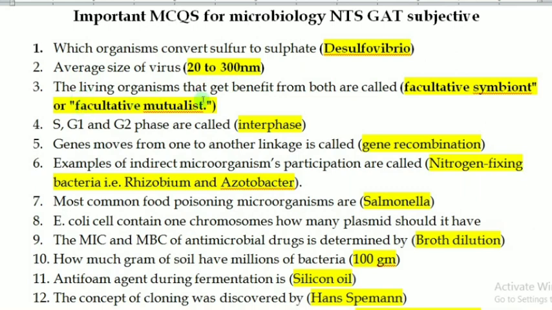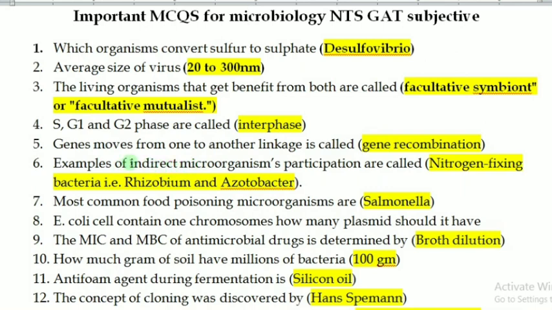The living organisms that get benefit from both sides of this relationship are called facultative symbionts, or we also call them facultative mutualists. So don't be confused, there will be only one such option, so you will select this one. Okay, then we have S, G1 and G2 phases, which are called interphase. Then gene moves from one linkage to another linkage, it is called gene recombination.